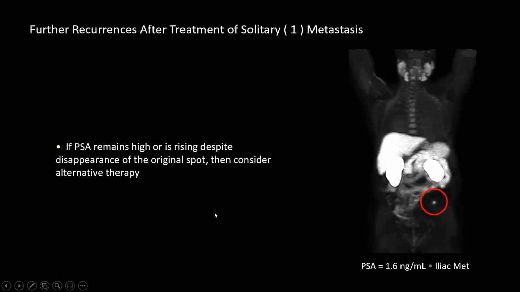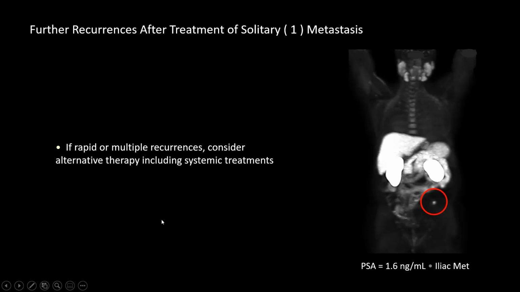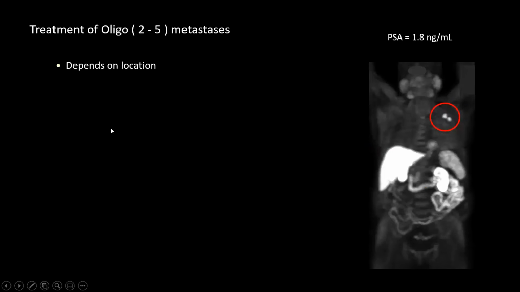However, if the PSA doesn't go down or starts rising after you made that spot go away, then you've got to start thinking about something else. If the cancer or the PSA starts to come back as multiple recurrences or the PSA starts skyrocketing, you better think of alternative therapies, including systemic treatment of disease.